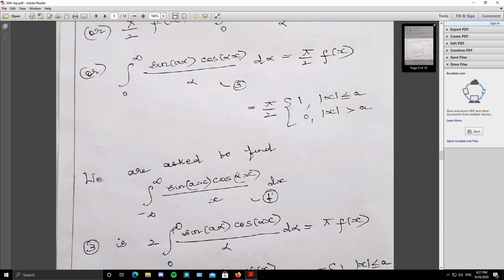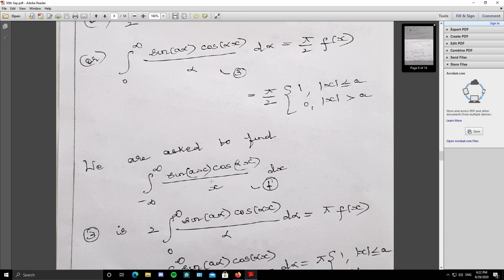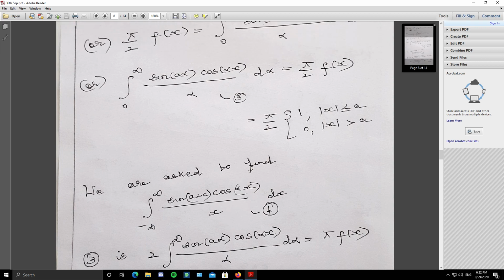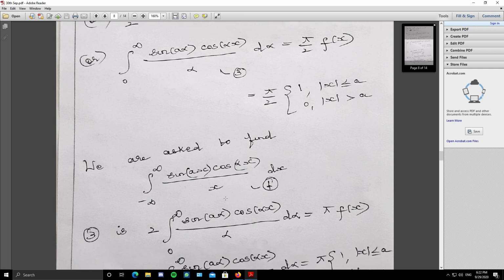In the first, alpha is a variable, and x and a are constants. Here, x is a variable, and a and alpha are constants. So it means the same. I repeat, alpha is a variable and x is a constant there, while here x is a variable and alpha is a constant. So both the integrals are the same.